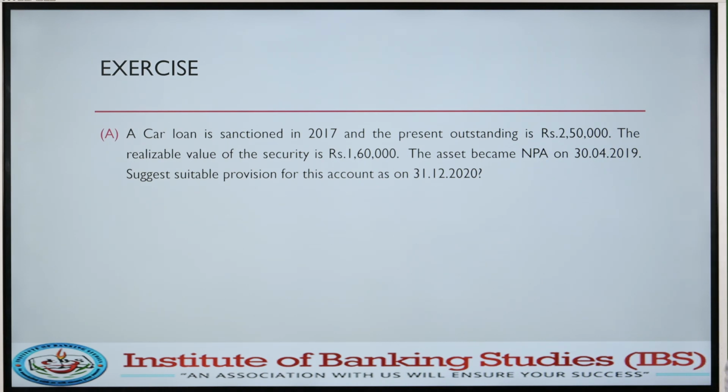With an example, I can explain to you how the provision is calculated. A car loan is sanctioned in 2017 and the present outstanding is 2,50,000. The realizable value of security is 1,60,000. The asset became NPA on 30th of April 2019. Suggest suitable provision for this account as on 31st of December 2020.